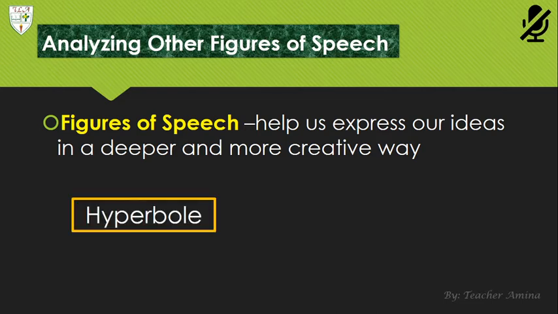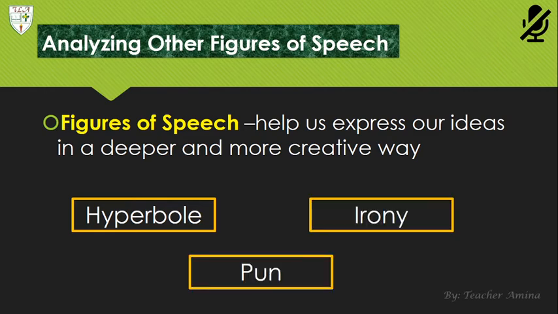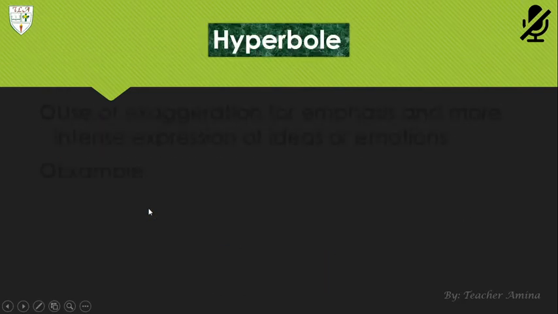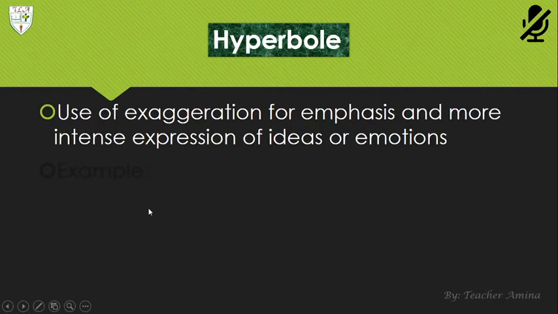Okay, so we have three types of figures of speech that we are going to discuss today. So we have hyperbole, pun, and irony. For hyperbole, it means the use of exaggeration for emphasis and a more intense expression of ideas or emotions. It is usually called exag or exaggerating.